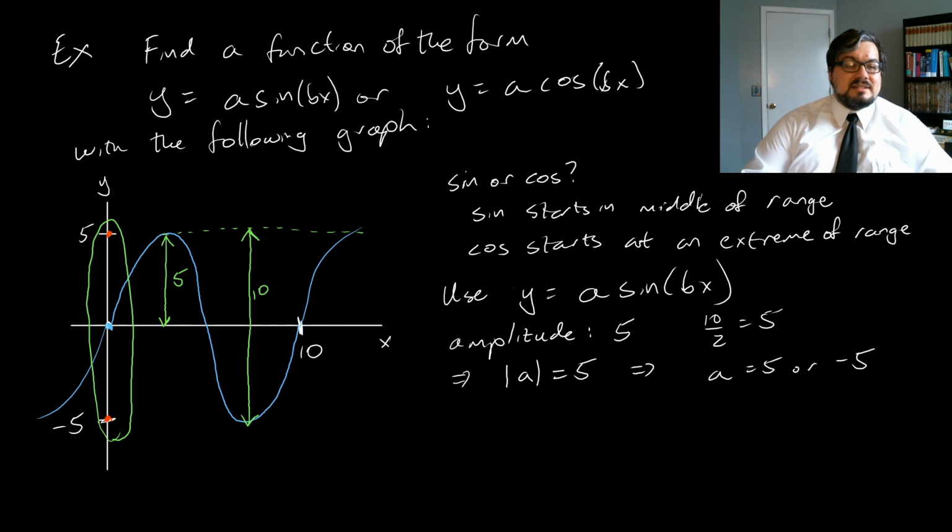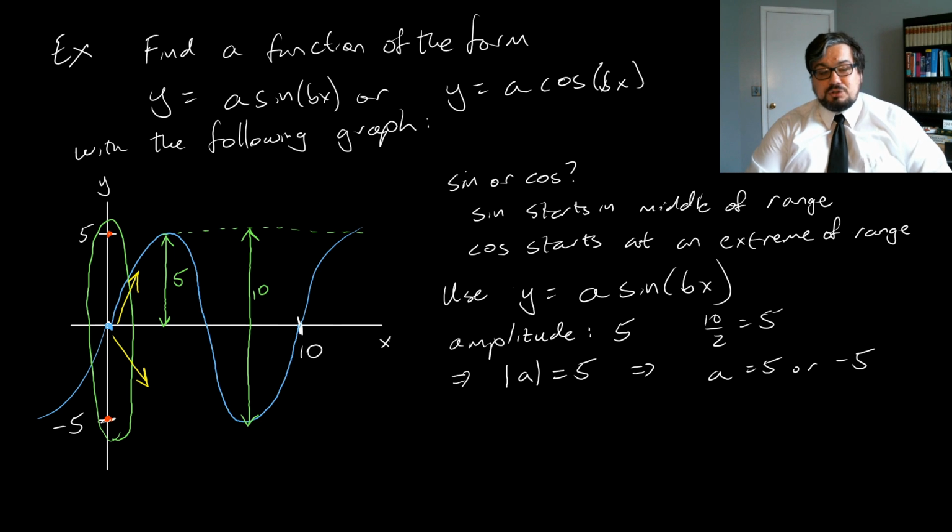If we're working with a sine function, what we want to do now is look at whether the function goes up or down as you move from the starting point to the right. If it moves up, that means that A is positive, and if it moves down, it means that A is negative.